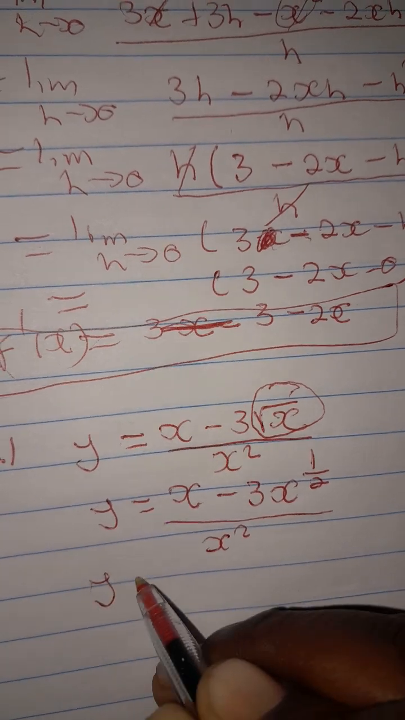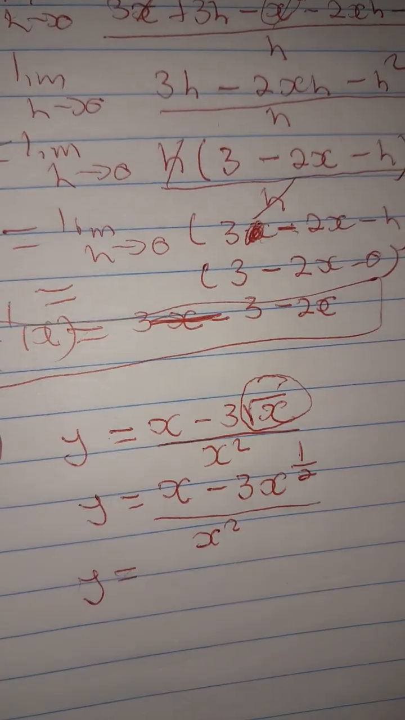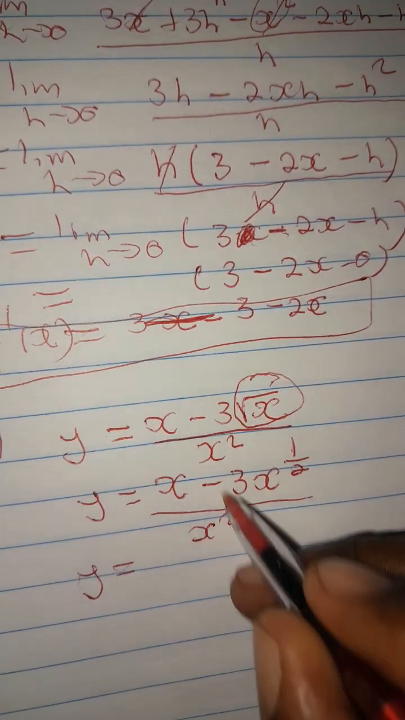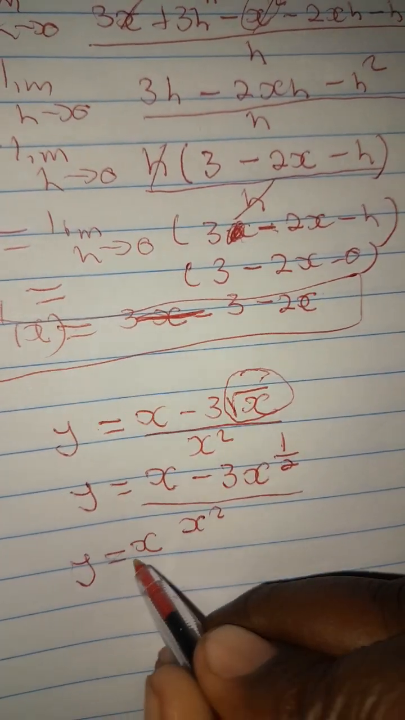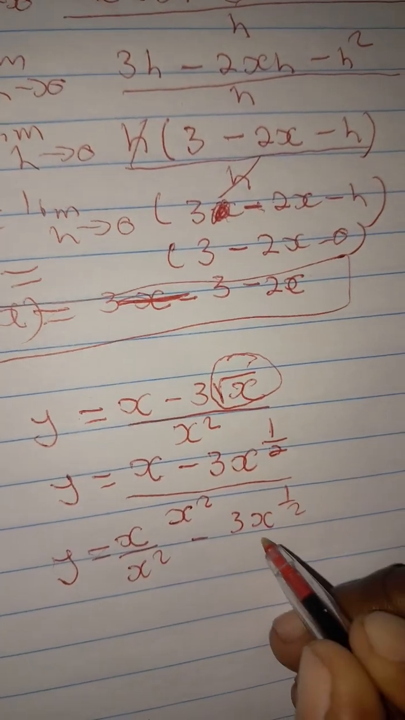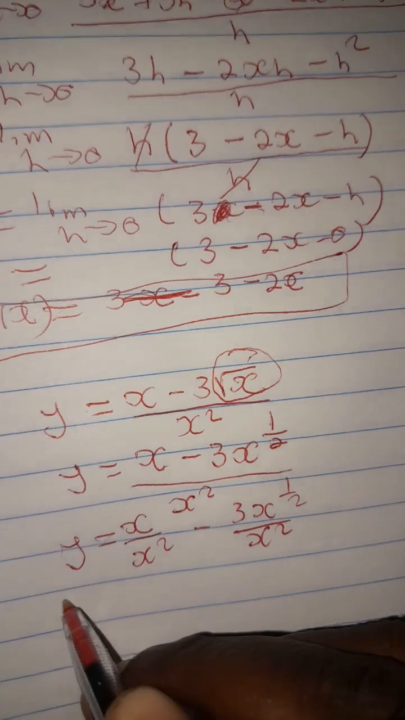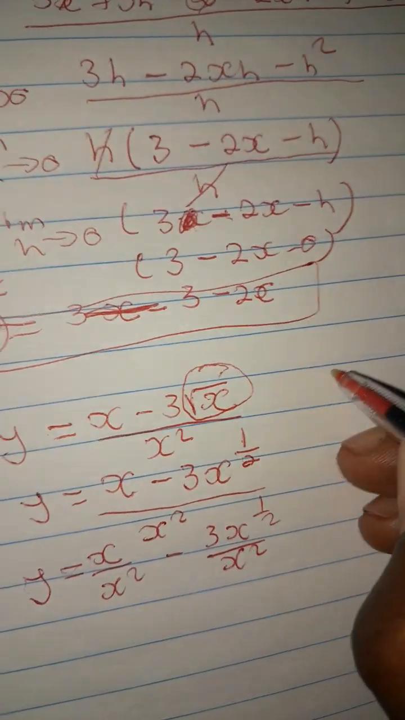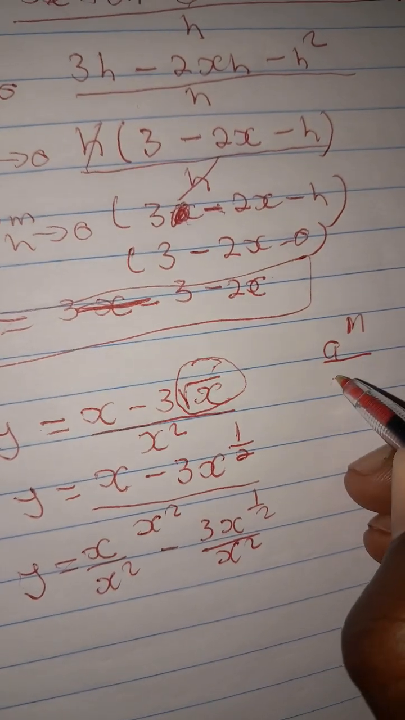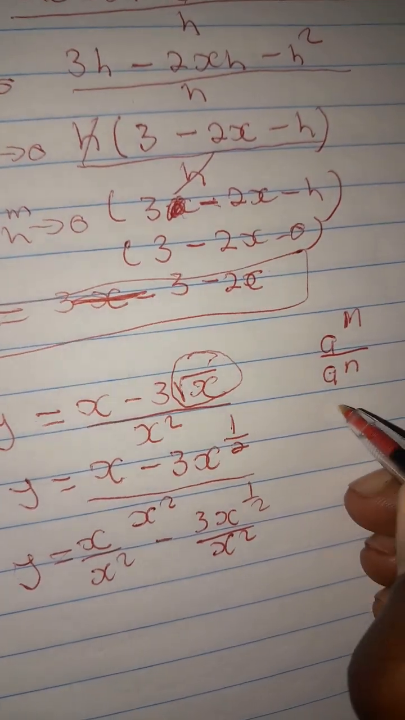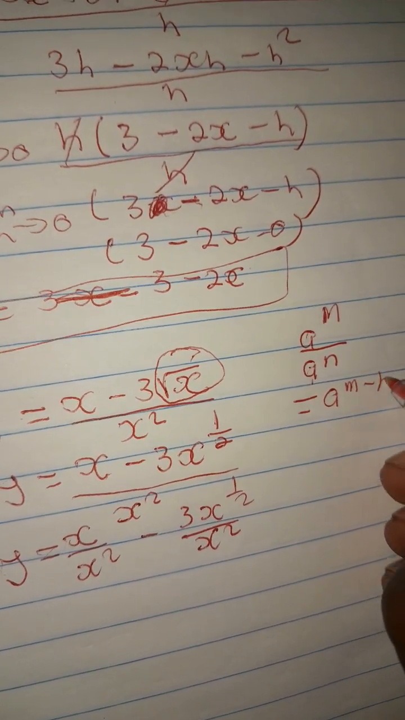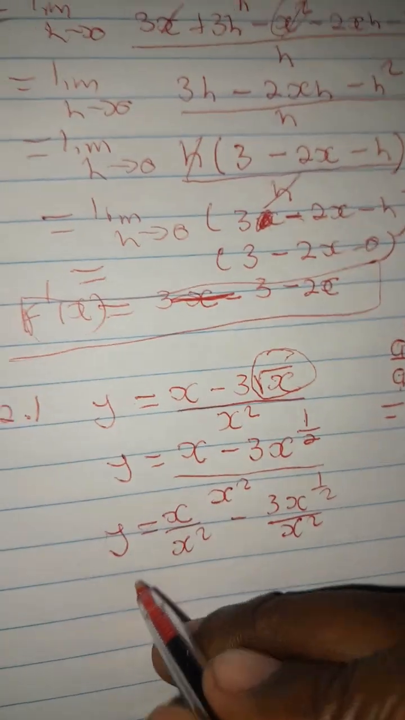Then let's not derive yet. We just have to change first. Let's fix this. Because there's a minus, we can separate this fraction. So it's going to be x divided by x squared, minus 3x to the power of half divided by x squared. Okay, so now remember that we are applying the laws of exponents. When you have a to the power of m divided by a to the power of n, when the bases are the same, you subtract the exponents.